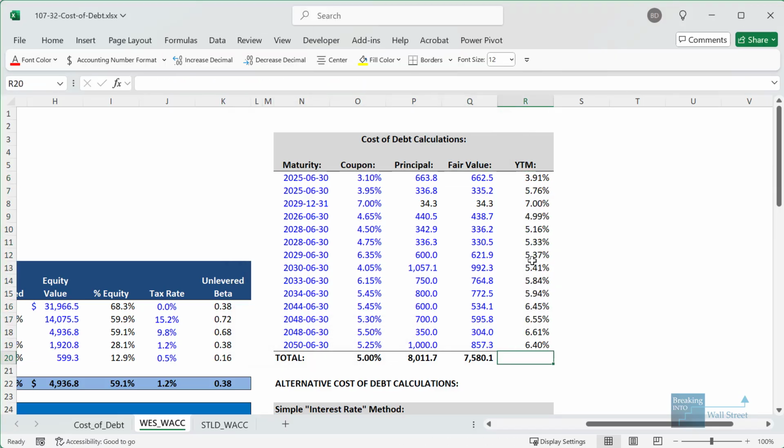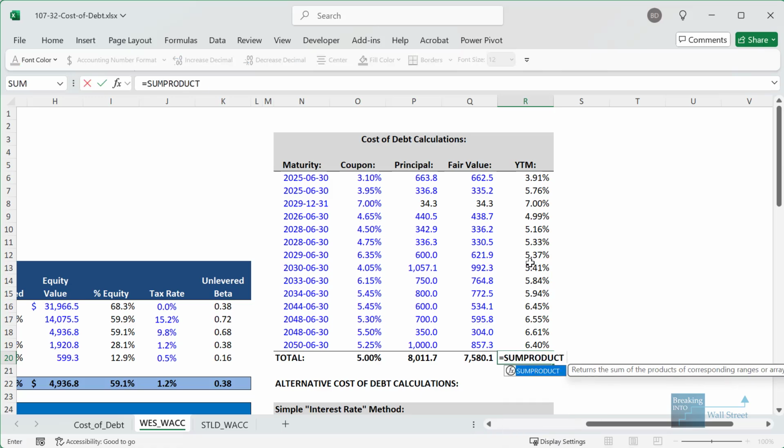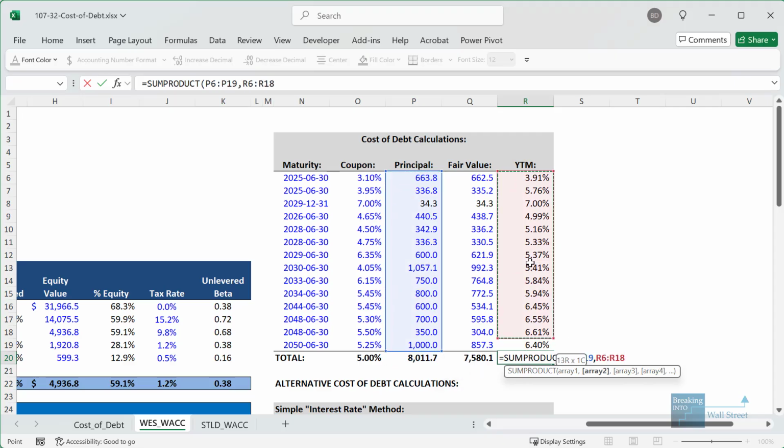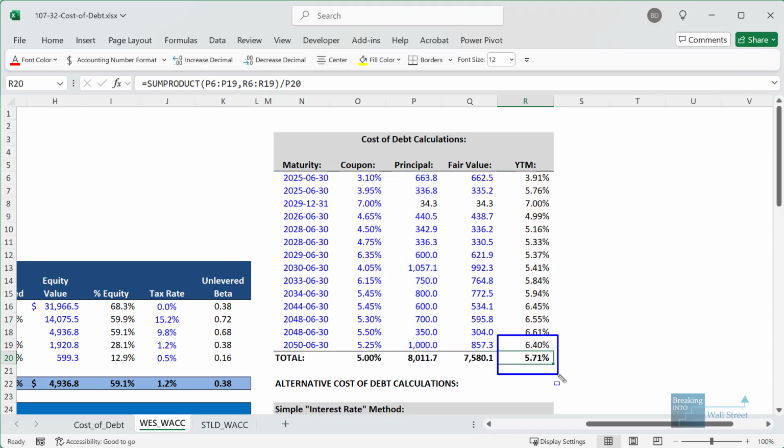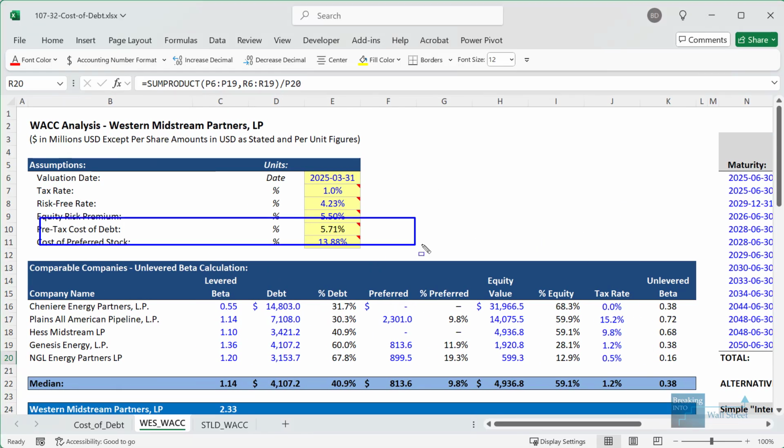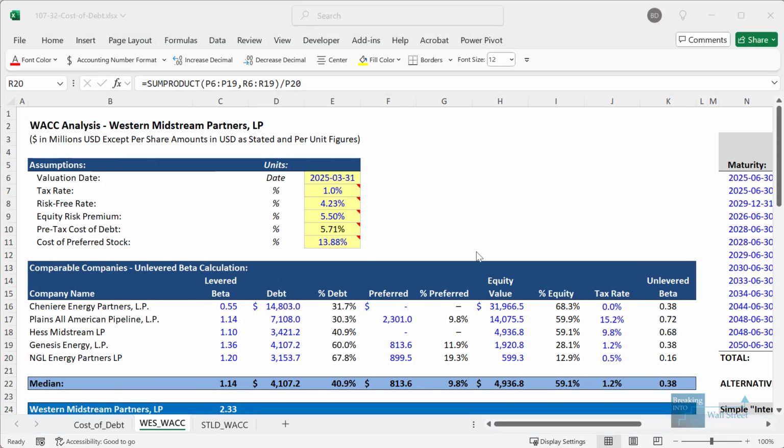So we have the yield to maturity of each issuance, and now we can use a sum product function in Excel and take the principal in each case, multiply by the yield to maturity, and then we can just divide by the total principal right here. We get to a yield to maturity of 5.71%, and that then feeds into the WACC calculation as our pre-tax cost of debt and flows through everything else here.